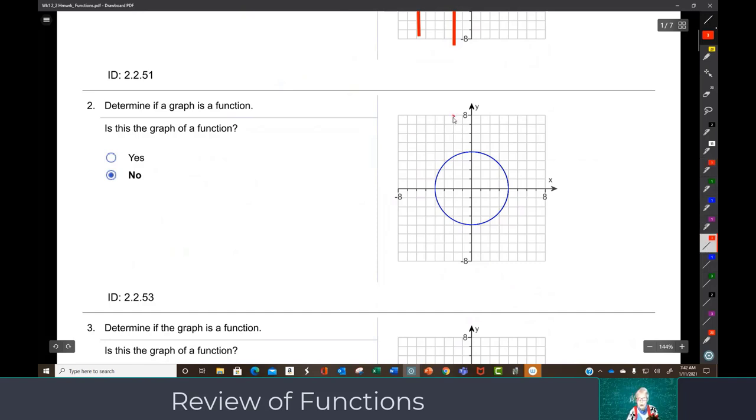I am going to draw a vertical line through this graph. And notice that the vertical line intersects this graph at more than one point. It intersects the graph here and here. So that means this is not a function. It flunks the vertical line test.